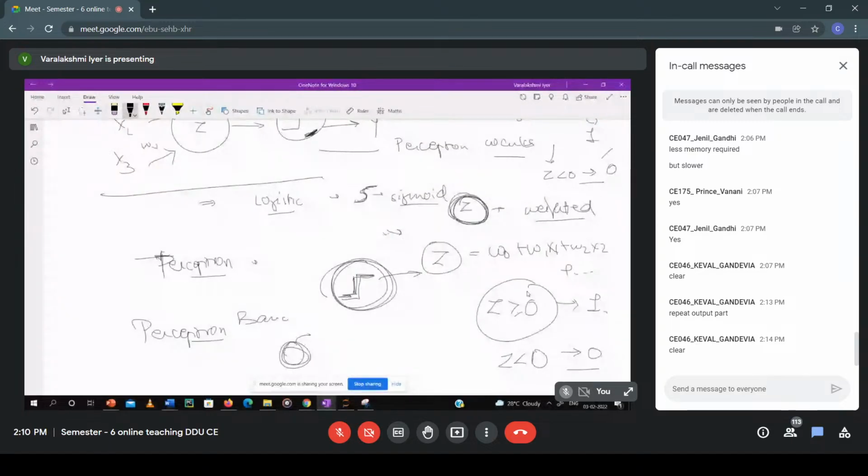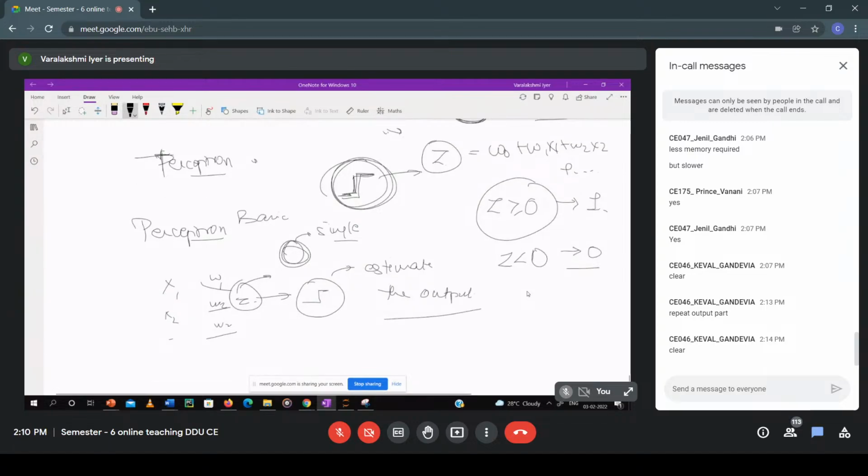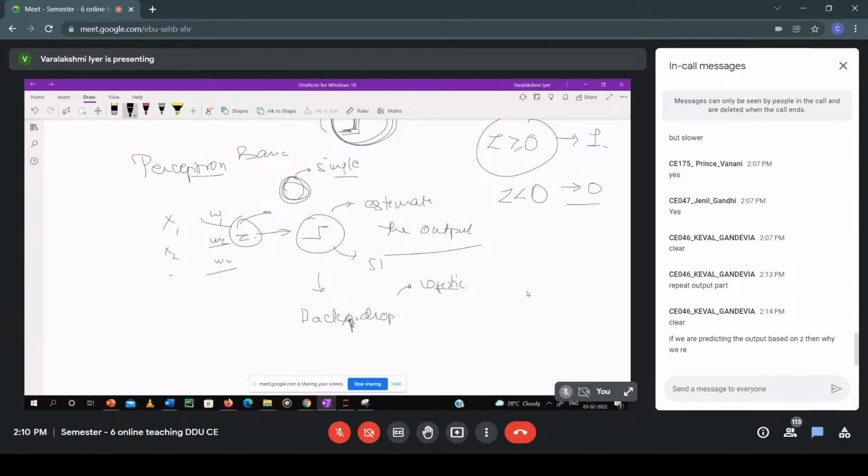With a single node. At this point of time, we are talking about a single node perceptron. We are not talking about multi-layer perceptron, only a single perceptron. In this case, we'll be having multiple inputs along with the weights, and we'll be calculating the weighted sum z. We'll be passing it through a step function to estimate the output. Now, if you recall, this is having a certain backdrop. That is why we shifted to logistic regression, and in this case, we are using a step.